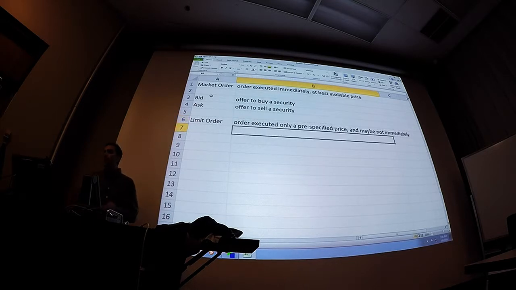The difference between a limit order and a market order is that a market order gets executed immediately, at whatever price is available. With a limit order, you specify the price at which you want to buy or sell, and if that price is not available immediately, you might have to wait until your order is executed, and it might never get executed if that price never becomes available. So for example, if you want to buy a stock, say 100 shares of Apple, I don't know what the price is right now for Apple.